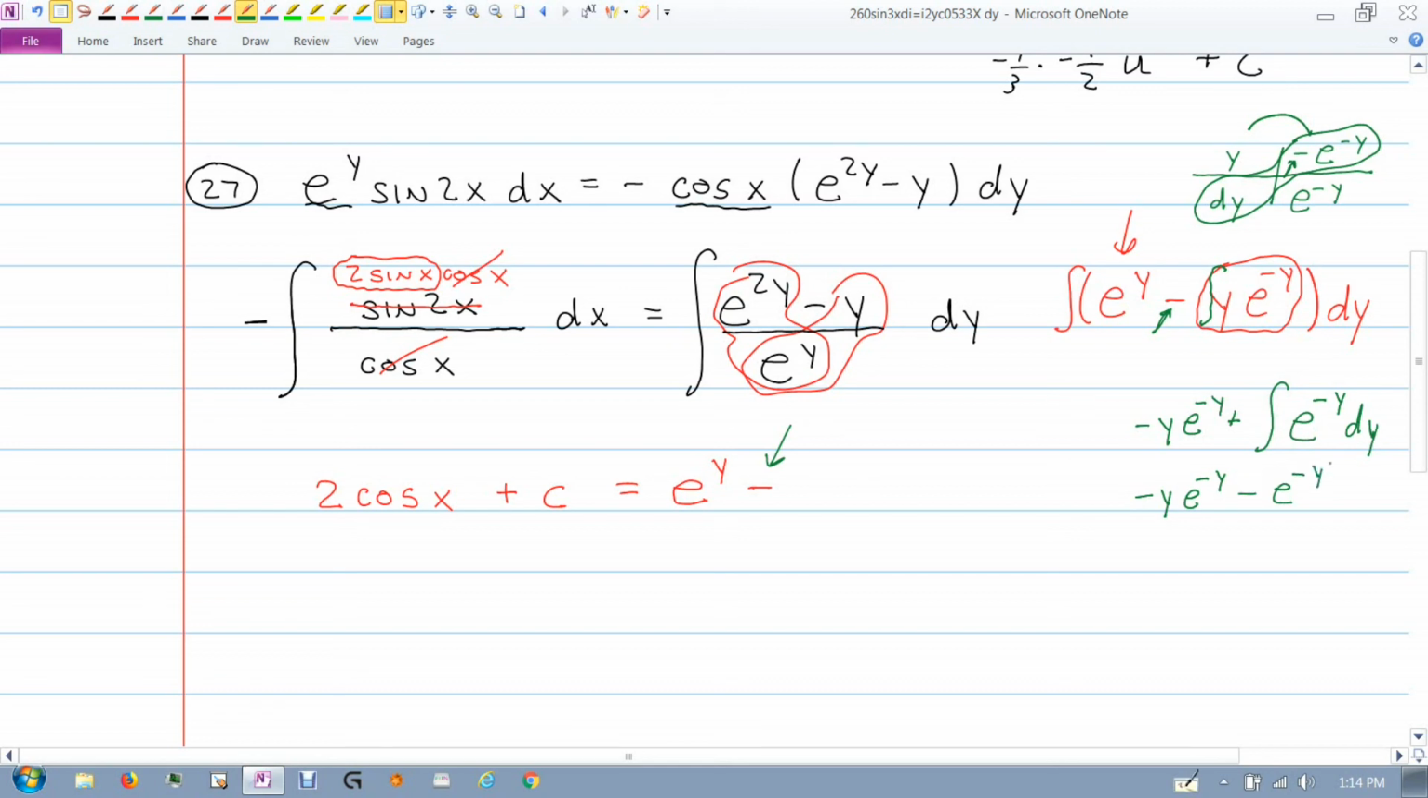I'm not going to worry about plus c because I already took care of that on the other side of the equation. So now I'm ready to go ahead and put this in here, but I have that minus sign, so it's going to distribute through, so everything's going to turn into a plus. Plus y e to the negative y plus e to the negative y, and that's it. Let me just take a look at this solution here. e to the y plus y e to the negative y plus e to the negative y. Yep, good to go.